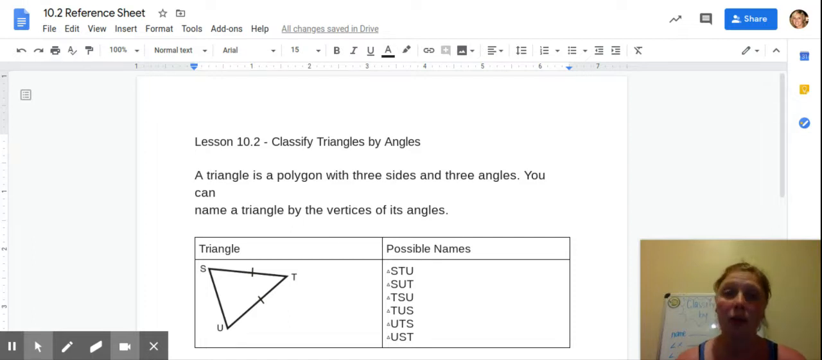Like I said on Friday, this chapter is very much new vocabulary. So it's important that you study the vocabulary and learn it. Okay. All right. So let's see.